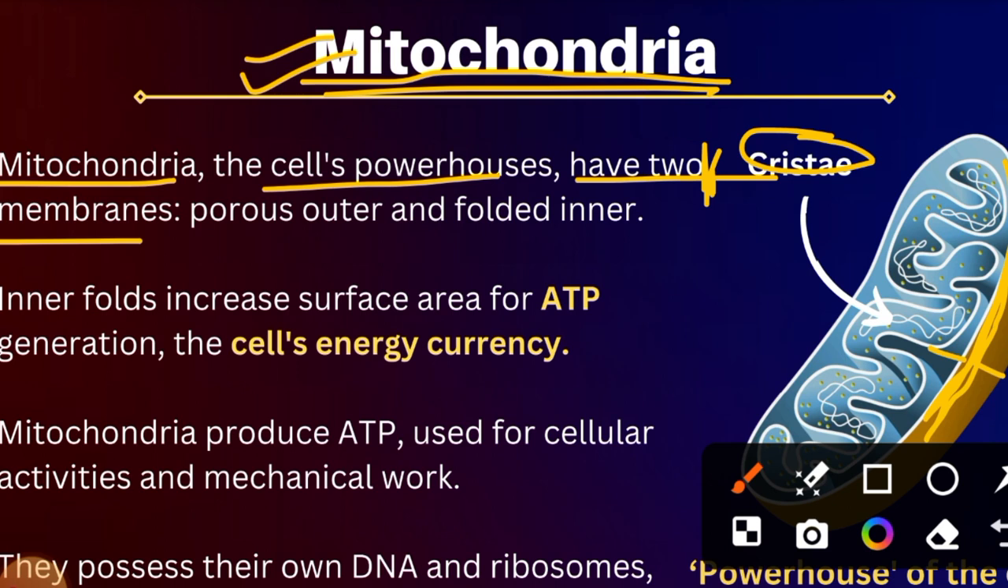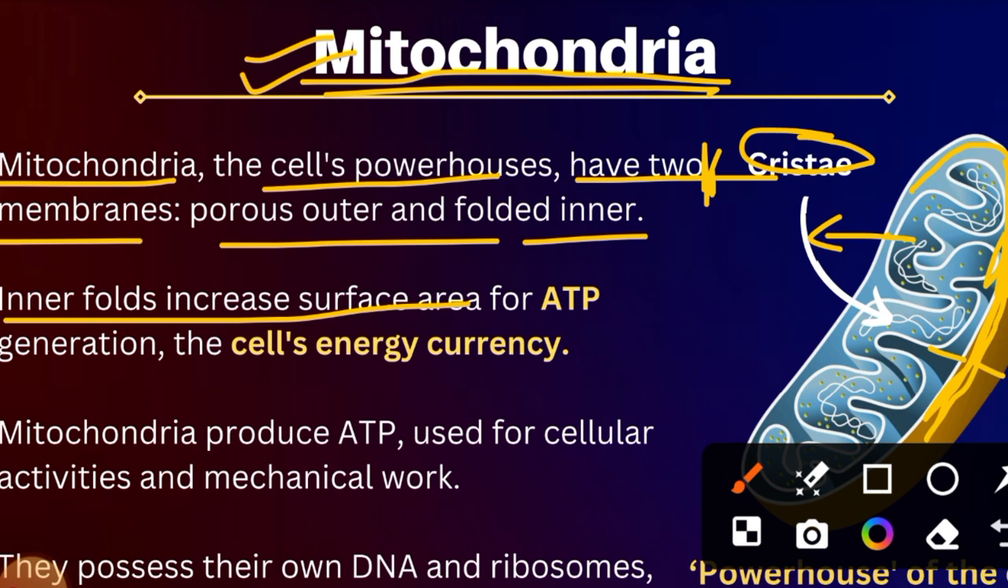So this is the cell organelle which is known as the powerhouse of the cell. It has two membranes. The outer is porous, the inner is folded. Now this membrane, the white one, I've colored with orange. This is the simple, or we can say porous, membrane outside, and this you can see is the folded membrane inside. The inner folds increase surface area for ATP generation, the cell's energy currency.